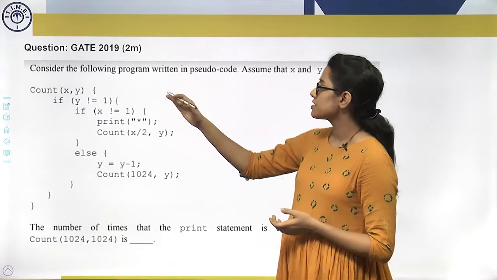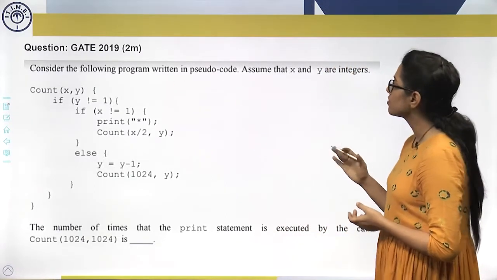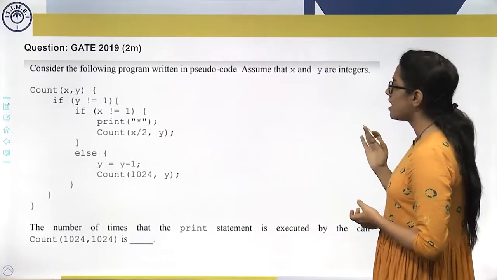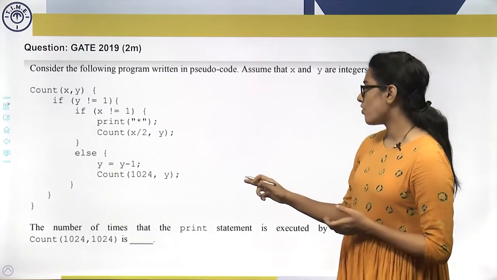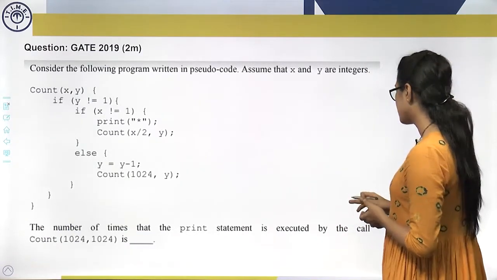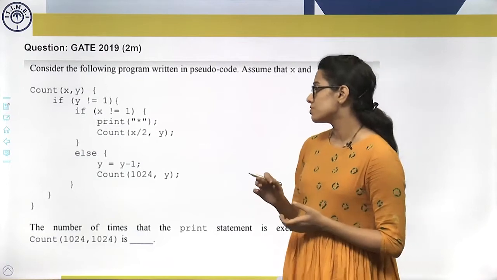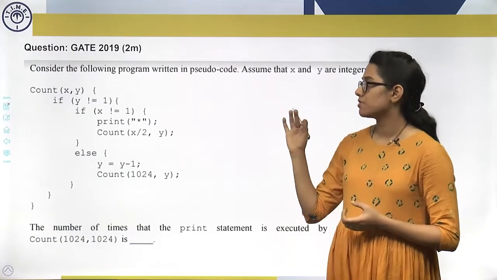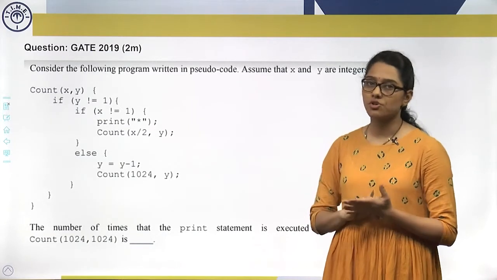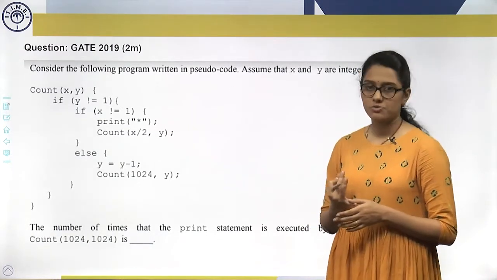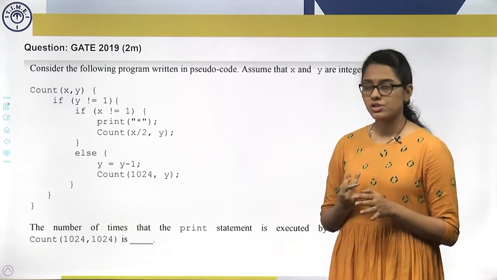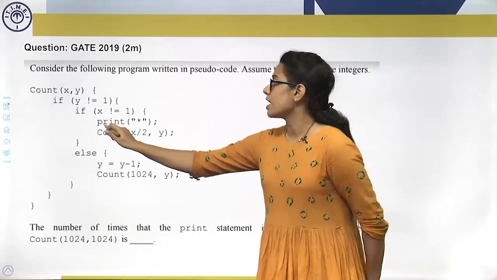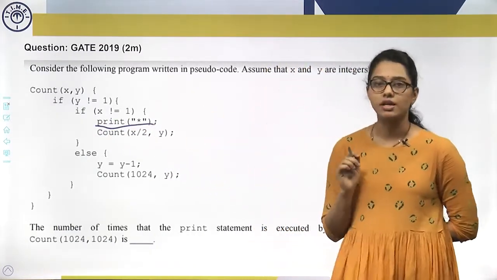Now here, consider the following program written in pseudocode. Assume that x and y are integers. The question is the number of times that the print statement is executed by the call count(1024, 1024). If you remember, we have seen there are 3 types of questions that can be asked. First, direct output. Second, total number of function calls, and third, the number of times the print statement is getting executed.